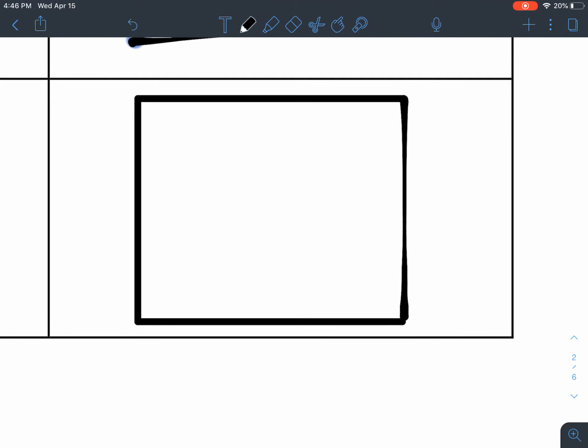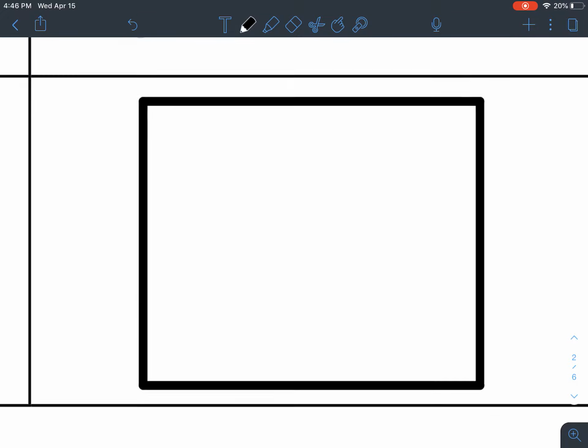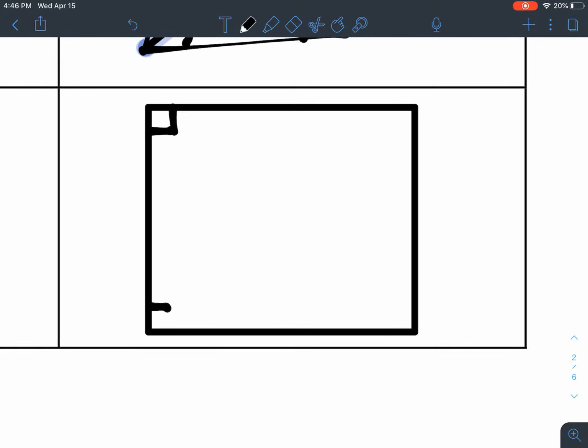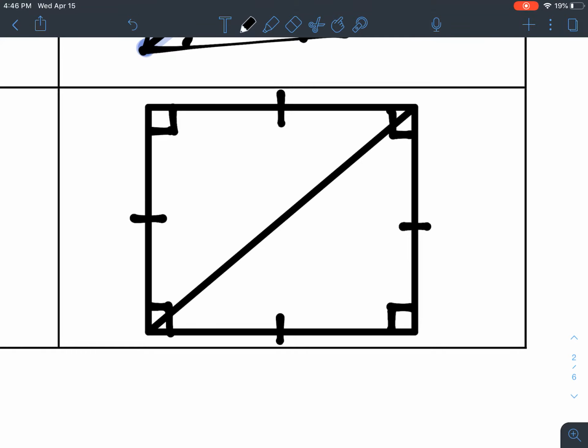So let's go ahead and notate everything we know about the square. Because it's a rectangle, all of these angles right here have to be right angles. We also know that because it's a rhombus, all of these sides have to be congruent. Let's draw in our diagonals. Because it's a rectangle, those two diagonals are congruent, and because it's a parallelogram, they also bisect each other, which means all four of those individual segments within the diagonals have to be congruent.